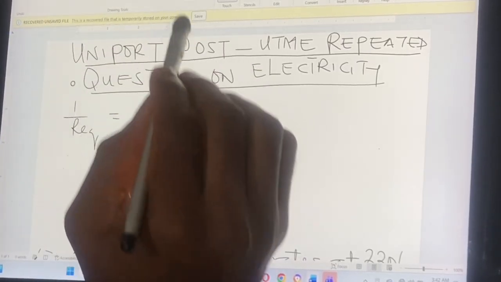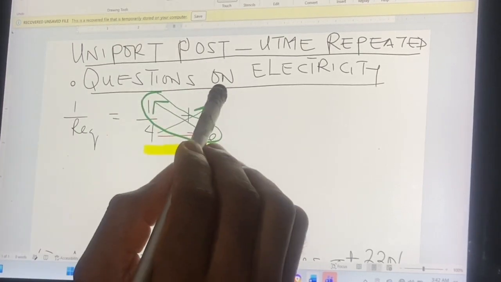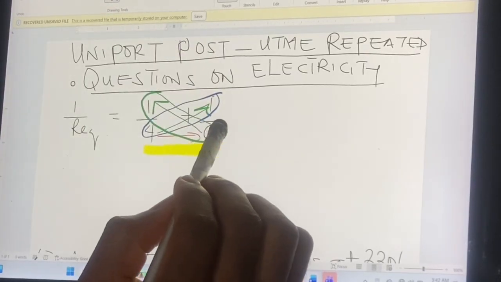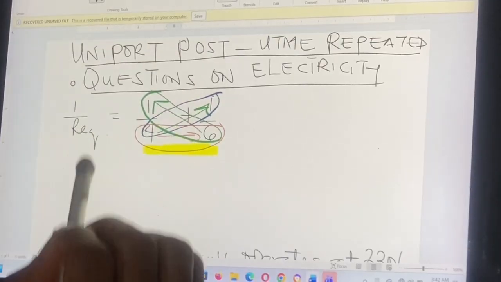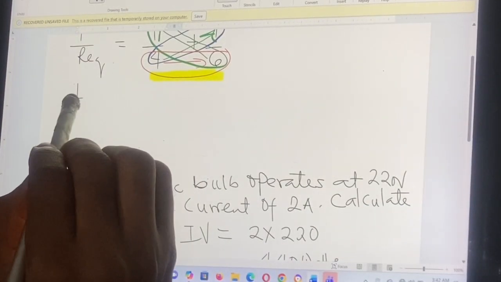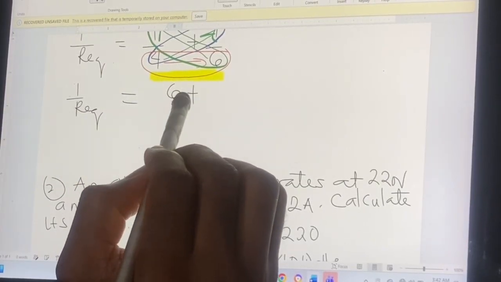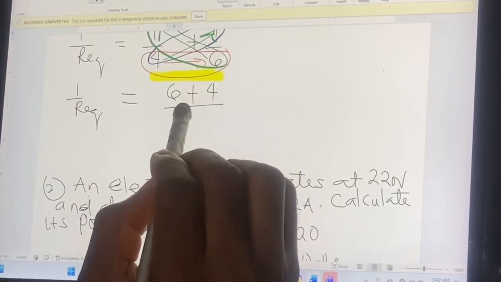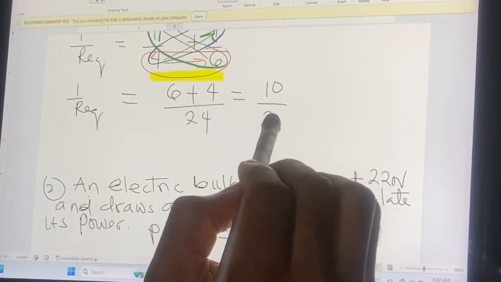It means this multiplies with this, and this multiplies with this. It is called the butterfly method. Okay, so very simple. Our 1 over R equivalent will be equal to, if you apply that law, 6 plus (the plus is the sign in the middle) 4 over 24. So I will have this to be 10 over 24.